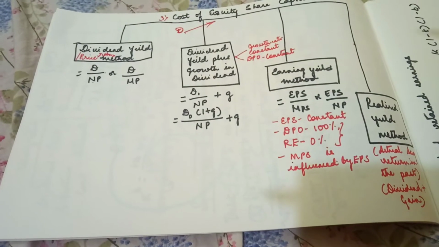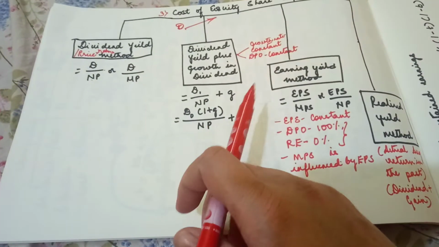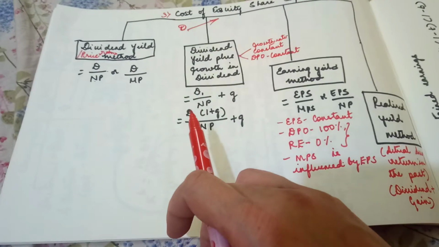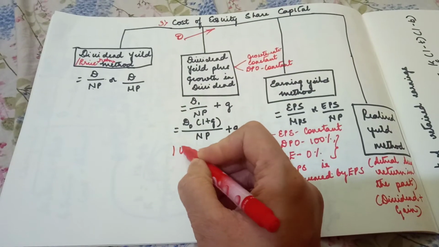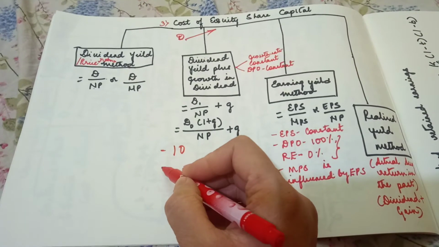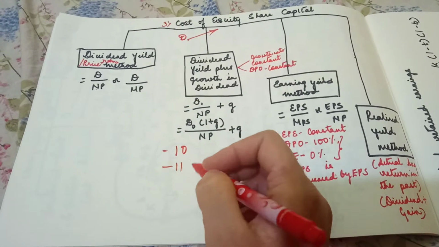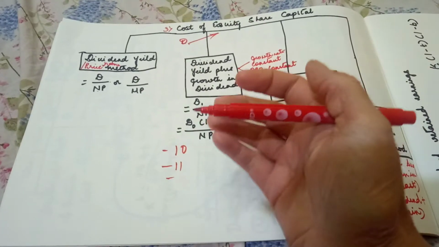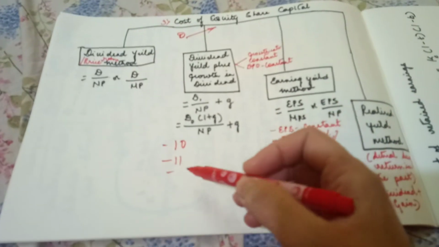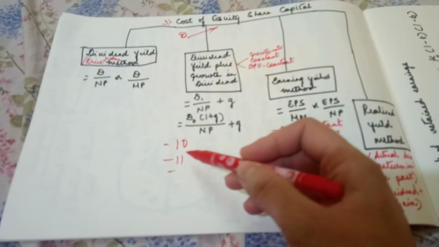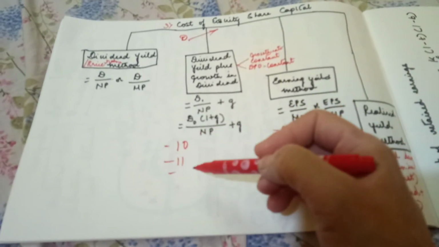Second method you have is the dividend yield plus growth in dividend method. Dividend yield plus growth in dividend rate, what is this? Let's assume last year you received dividend of 10 and next year you are expecting dividend of 11, and the next year you may expect much higher amount. So that means dividend amount is not constant, instead it is changing every time and there is growth in that.